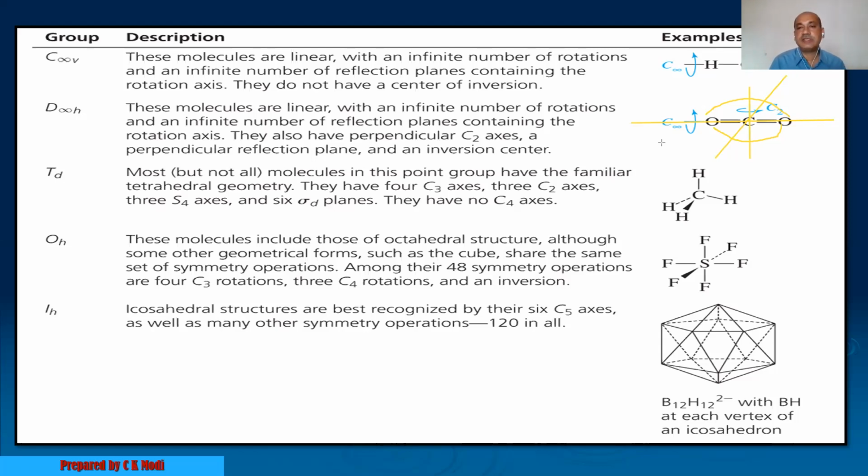Now, the axis which has the highest n value is the higher fold axis. So C infinite is naturally considered the principal axis. The two C2 axes which are perpendicular to the principal axis are considered subsidiary axes. That is C2x and C2y, right?